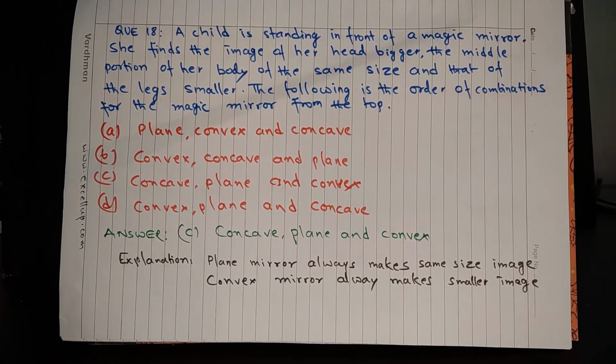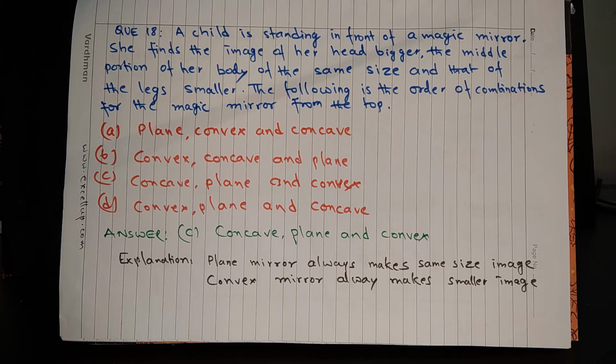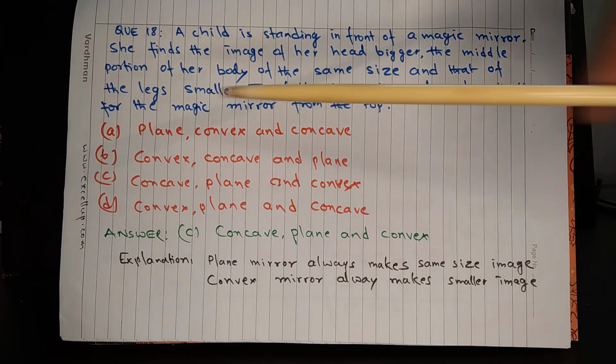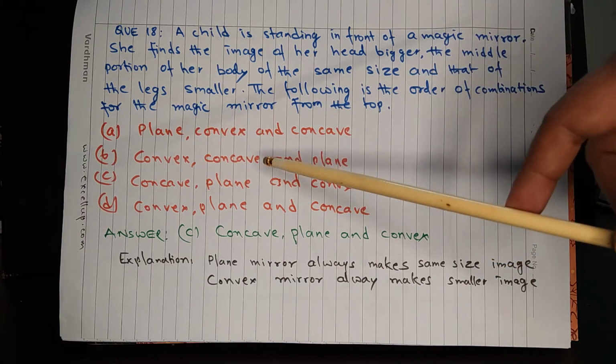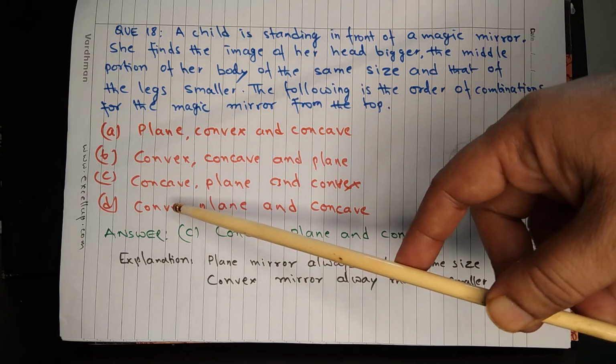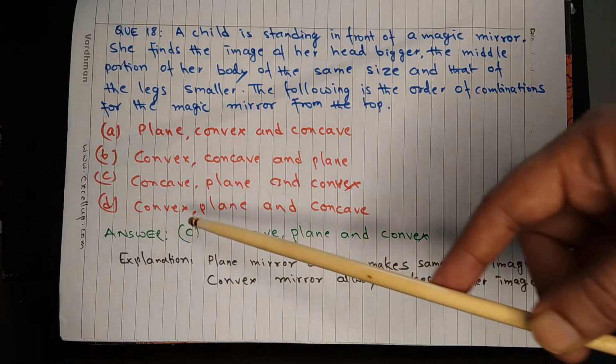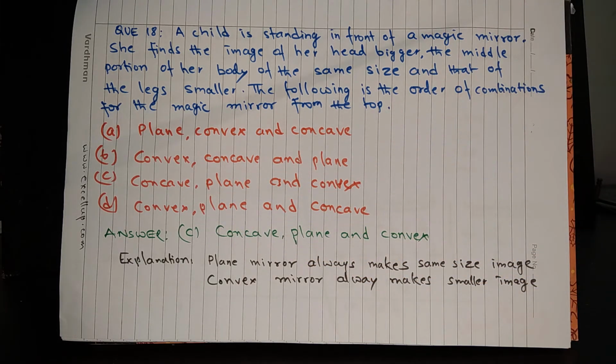Question 18. A child is standing in front of a magic mirror. She finds the image of her head bigger, the middle position of her body of the same size, and that of the legs smaller. The following is the order of combinations for the magic mirror from the top. A, plane, convex, and concave. B, convex, concave, and plane. C, concave, plane, and convex. And D, convex, plane, and concave. The answer is C, concave, plane, and convex.